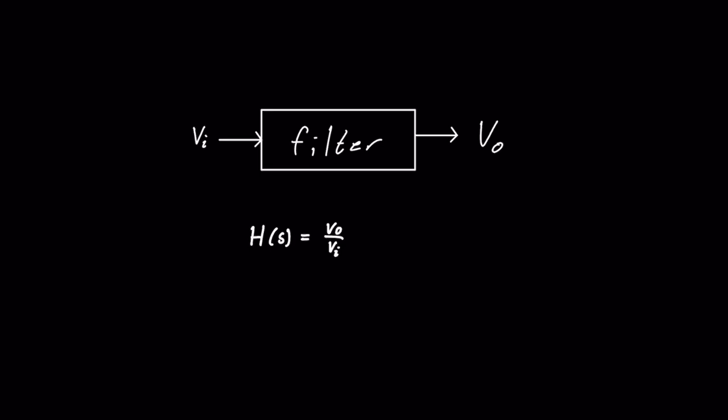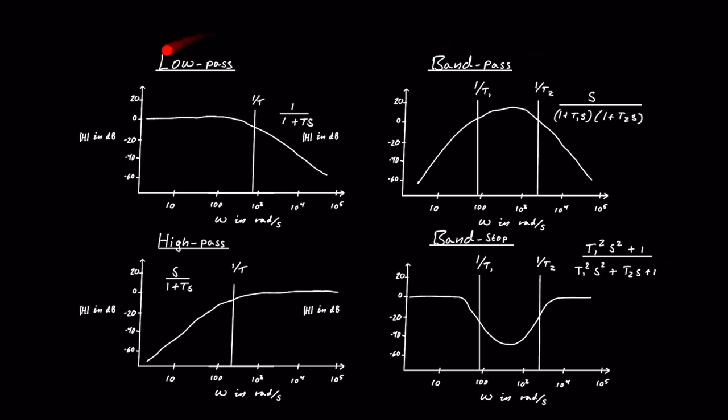A filter is basically a gain dependent on the frequency. So it can be represented with a transfer function like this. These are the most commonly used filters. So these are Bode plots.